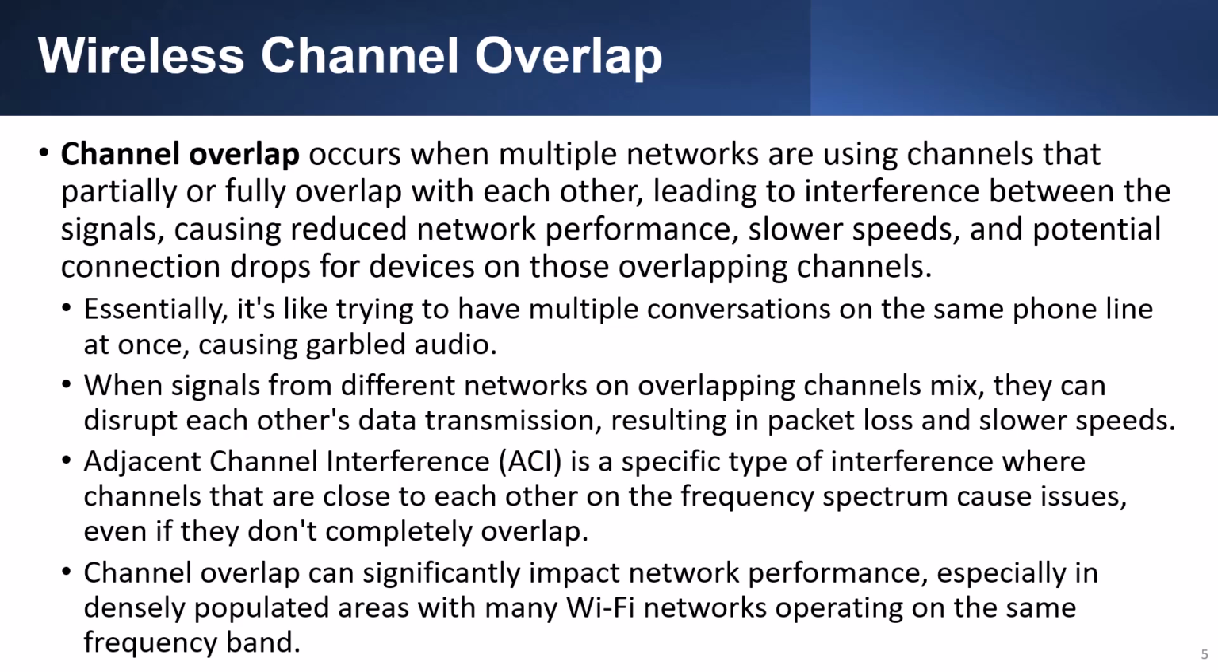When signals from different networks on overlapping channels mix, they can disrupt each other's data transmissions, resulting in packet loss and slower speeds. Adjacent channel interference, or ACI, is a specific type of interference where channels that are close to each other on the frequency spectrum cause issues, even if they don't completely overlap. Channel overlap can significantly impact network performance, especially in densely populated areas with many Wi-Fi networks operating on the same frequency band.